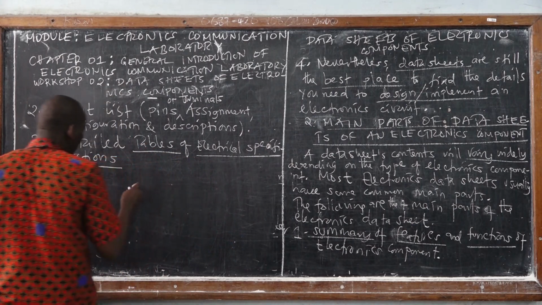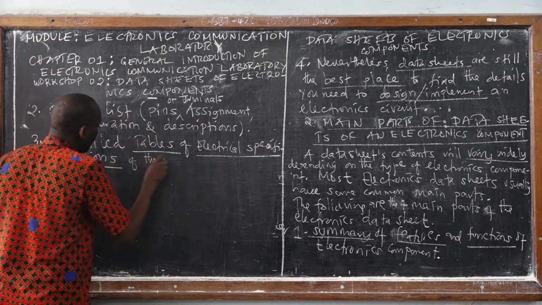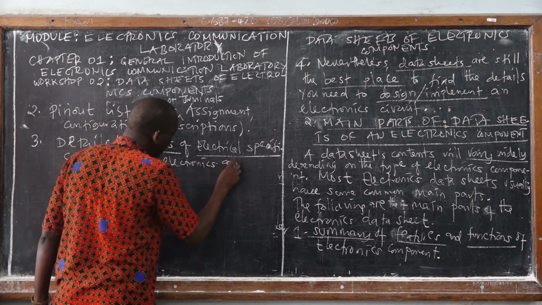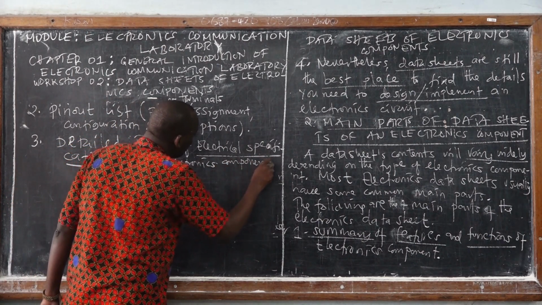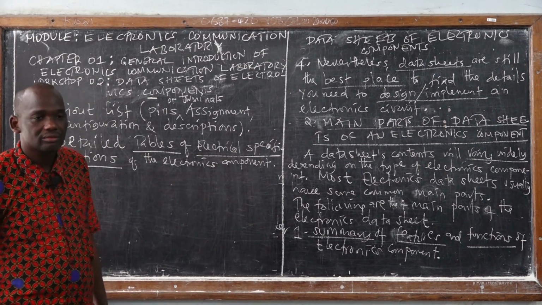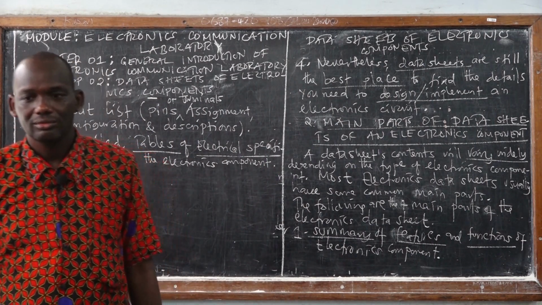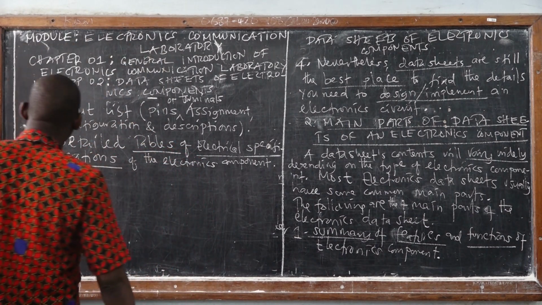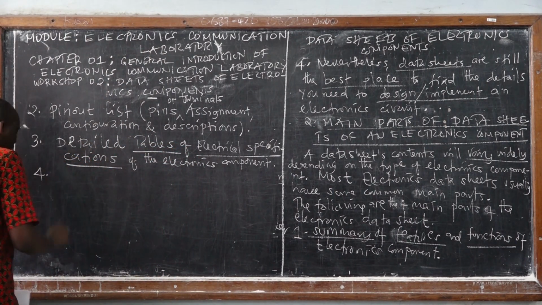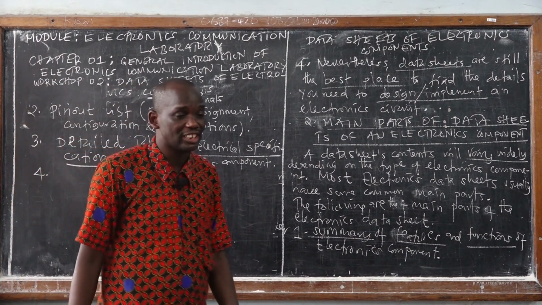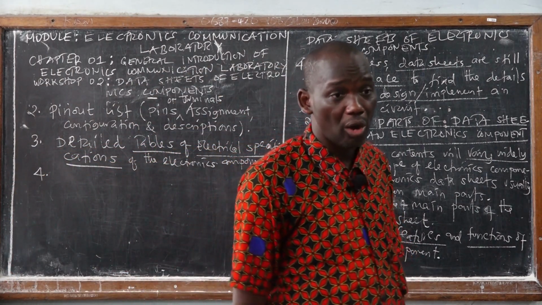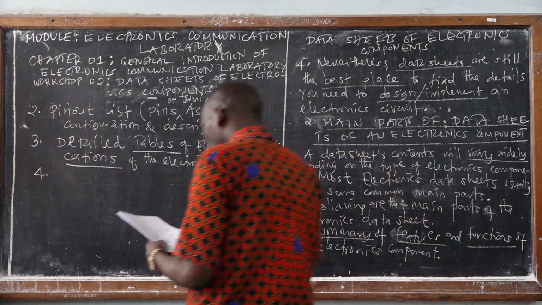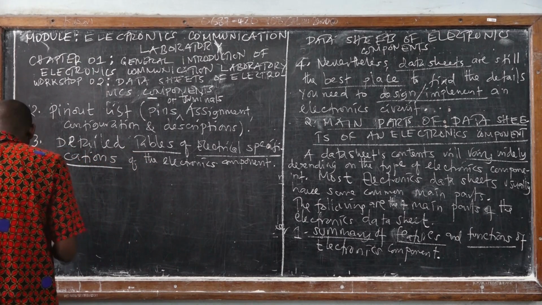Detailed tables of electrical specifications of what? Of the electronics component. Why do you need this one? Because that electronics component is going to use electrical energy to operate. Are we together? It's just like what we say that human beings have some common characteristics of living organisms. We learn them in biology. Right? Okay.